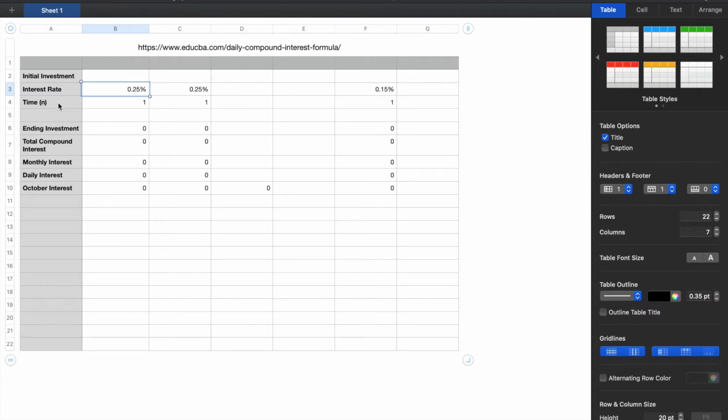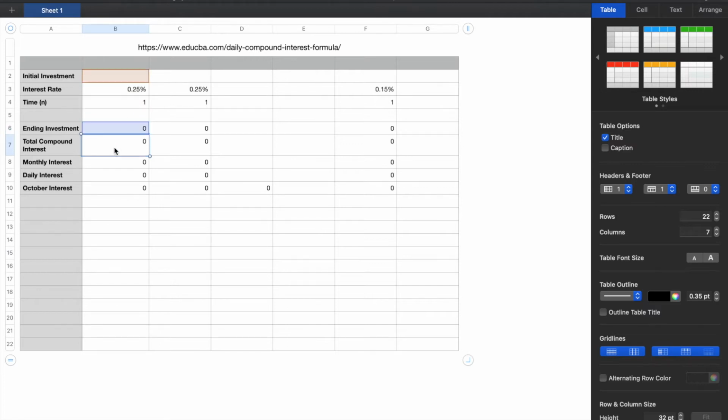But time is how much, if you're calculating for a year. So if you want to calculate how much money you'll have over 2 years, you'll put 2 here, but usually just stick with 1. And then ending investment is what you get from the formula, how much you should have with your initial investment plus your interest, at the end of 1 year, based on your interest rate.